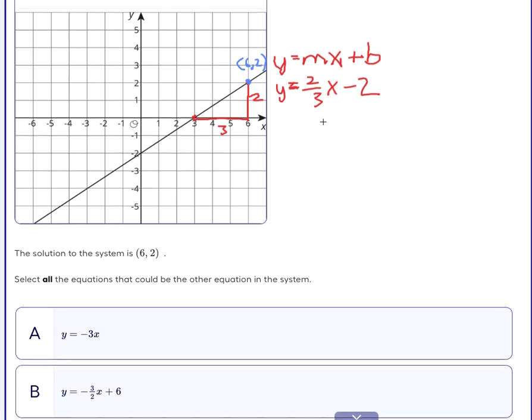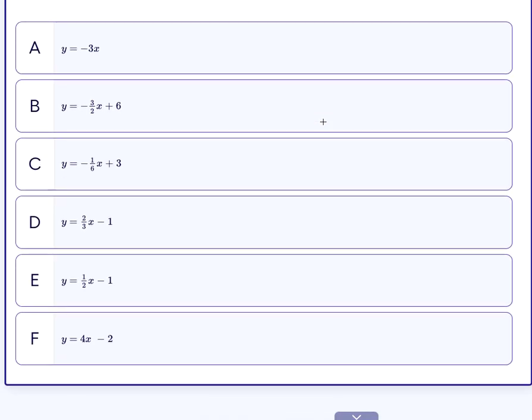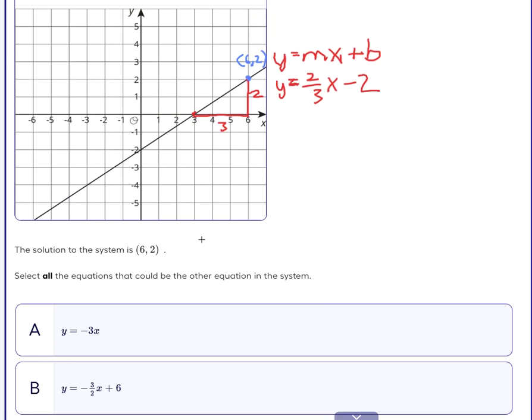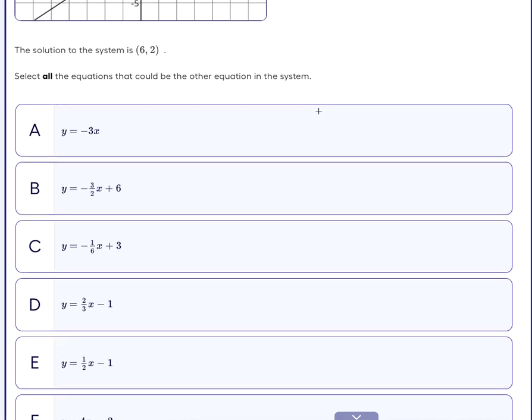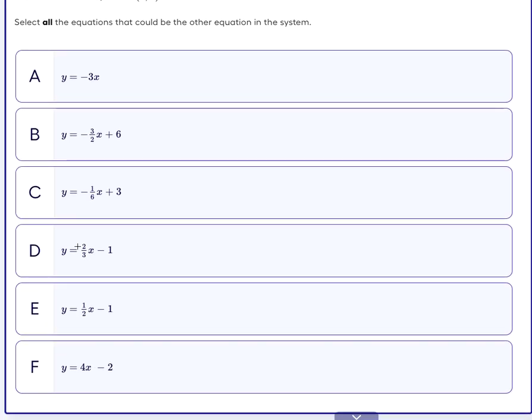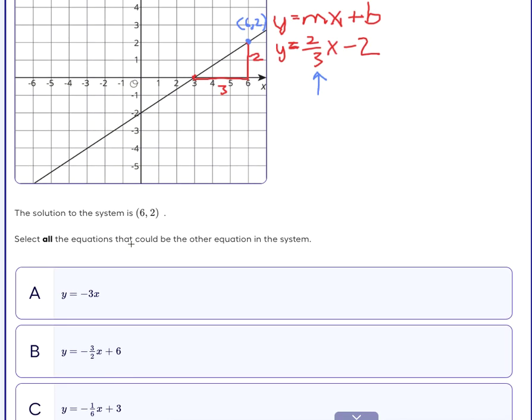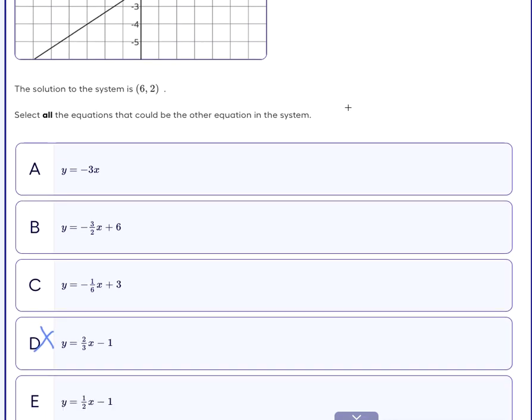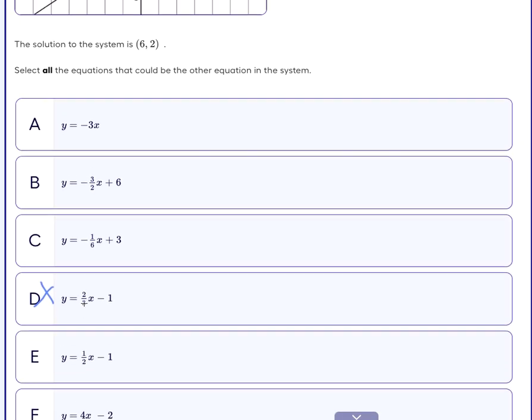For example, one option we can exclude right away is any option that has the same slope, so any options that have the slope of 2 over 3. So let's see, 2 over 3. We can automatically exclude this option because we know that there's one solution, and if there's one solution, that means the slope of both of the lines need to be different. It can't be the same slope. So automatically I've excluded that one.